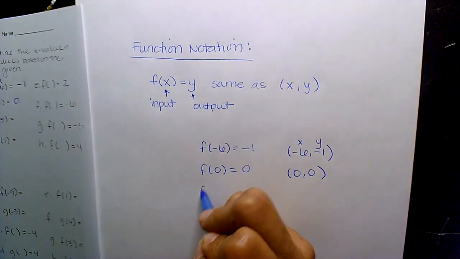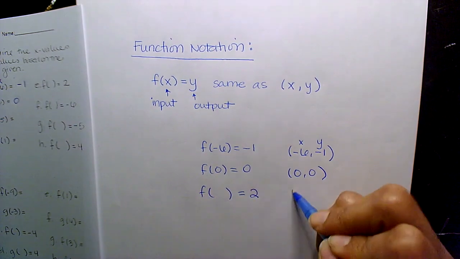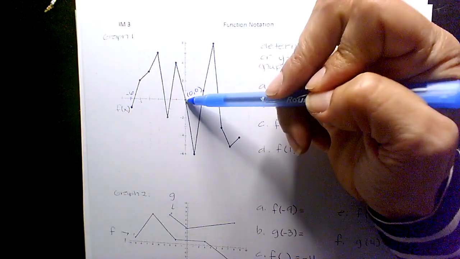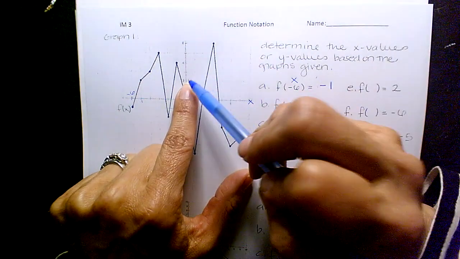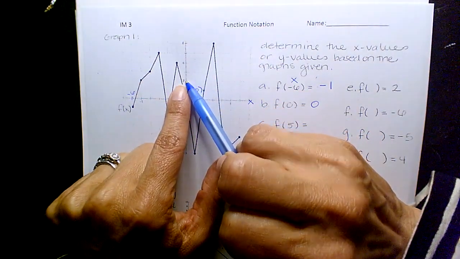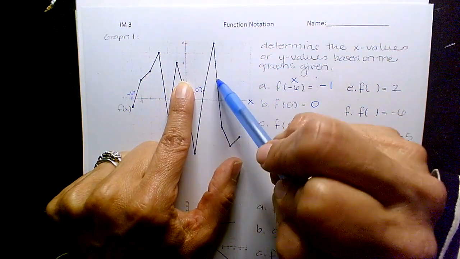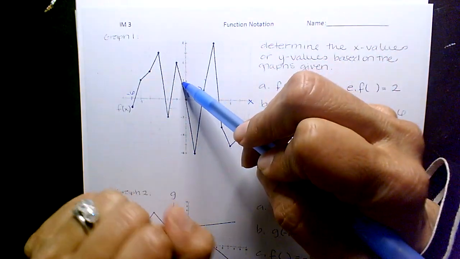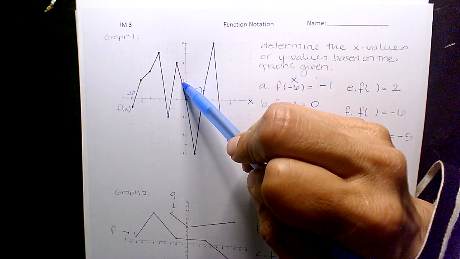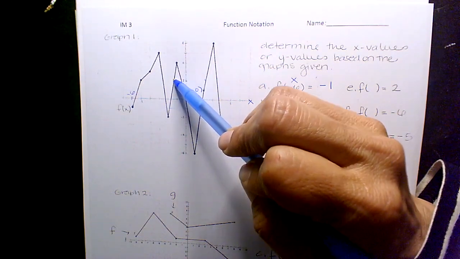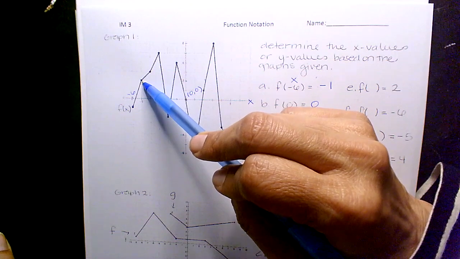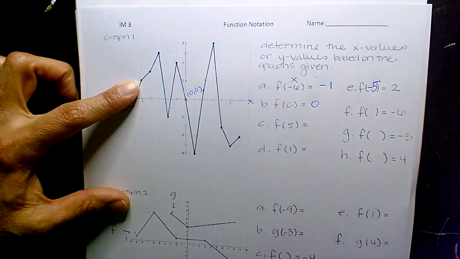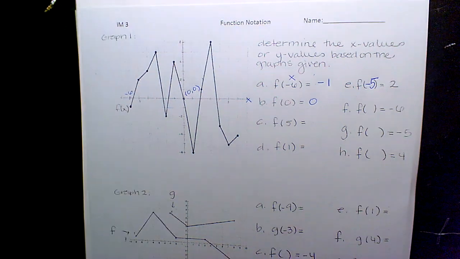F of what gives me 2? So in this case, they give you the output 2. Find the input. So find 2 on the y-axis. Okay, you got a bunch of options here. You have 3.5. You have 2. You have 0.4, negative 0.4. You have like negative 1.5, or you can go straight to the point, the one that's dotted for you, and that is at negative 5. But the other ones would not have been wrong.